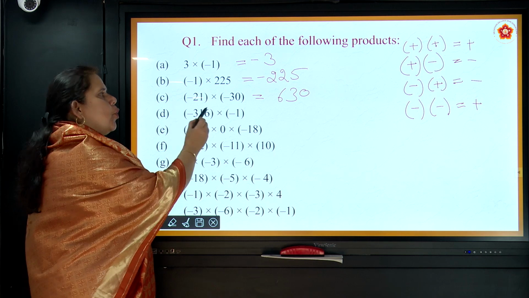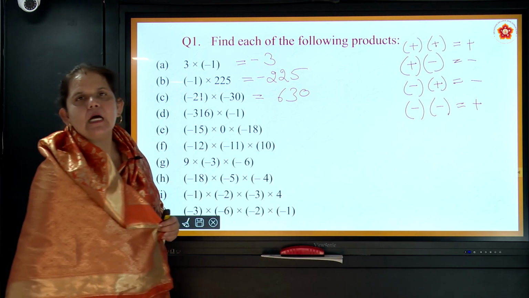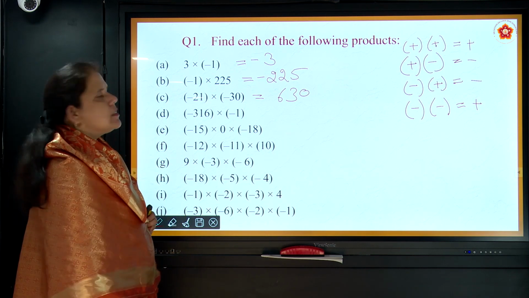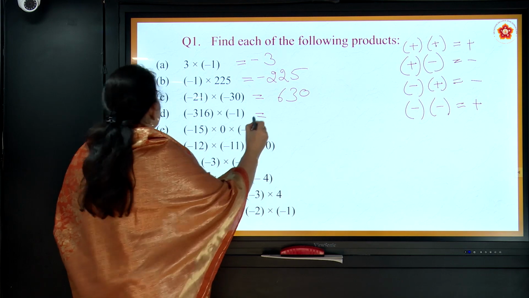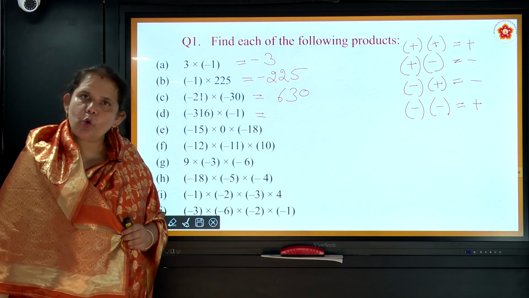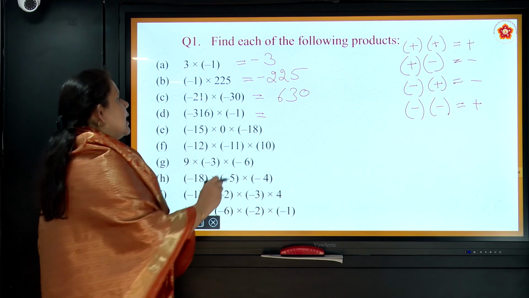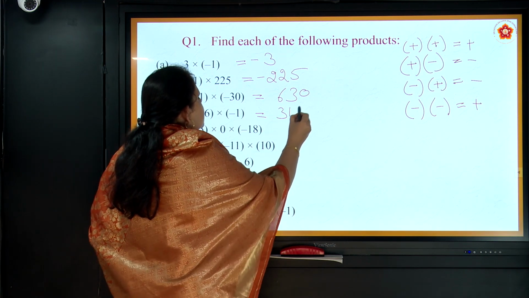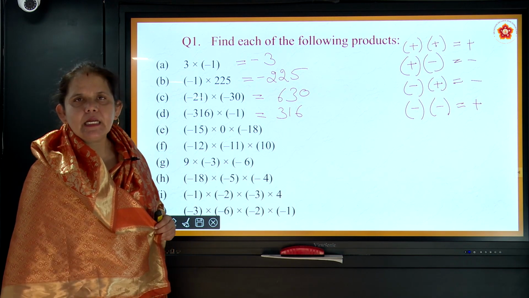630. Both are minus, so this is the situation. Our answer will be plus 630. What about the fourth part? Both are minus, so our answer will be positive. And here when you multiply these two numbers, 316 by 1, we will get 316.